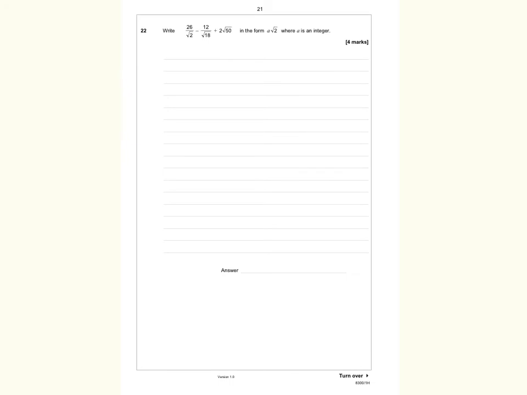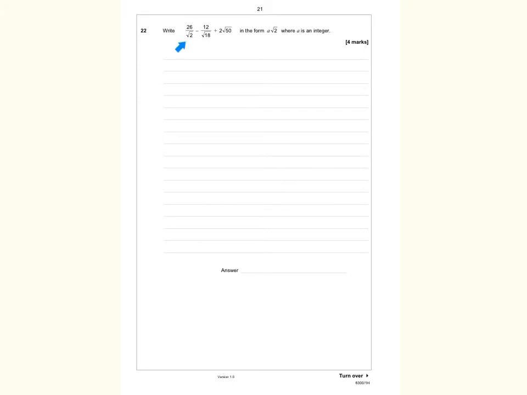Okay, question 22 says, write this expression, which has some surds, in the form a root 2, where a is an integer. Don't let this put you off. You can see that what it means is you need to deal with this in such a way that you simplify it, and then eventually it will look like that. So that's what we're looking for.